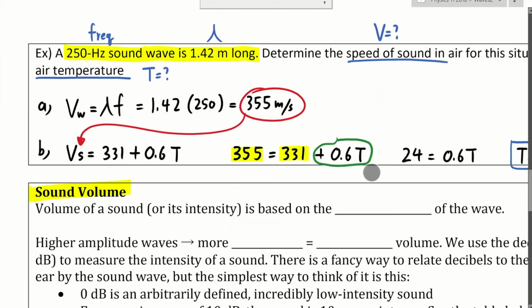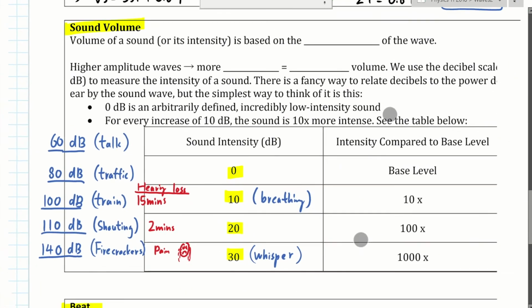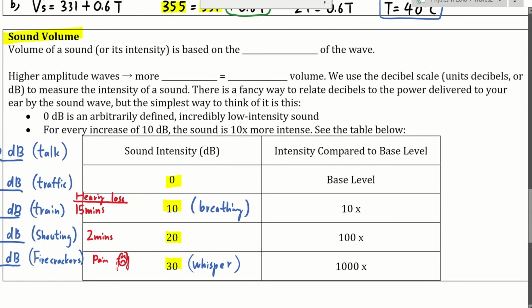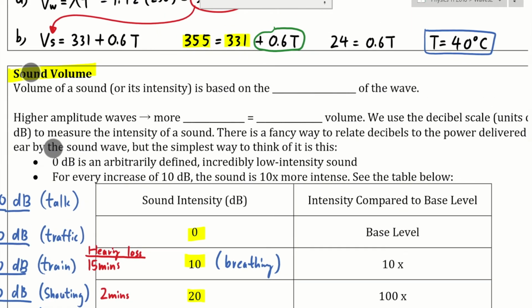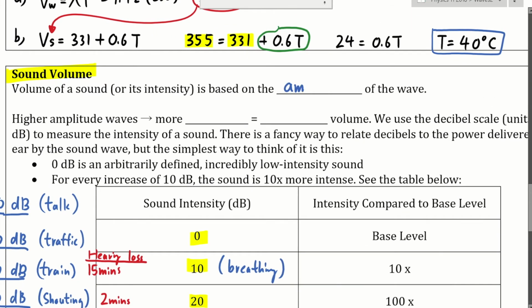Okay, so then let's talk about some general information about sound volume. The volume of sound, which is its intensity, is based on the amplitude of the sound wave. So the higher the amplitude, the louder the sound is. Higher amplitude wave means more energy. More energy means louder volume. So a higher amplitude sound wave has more energy, which means it is louder.